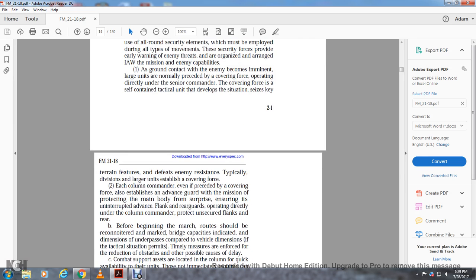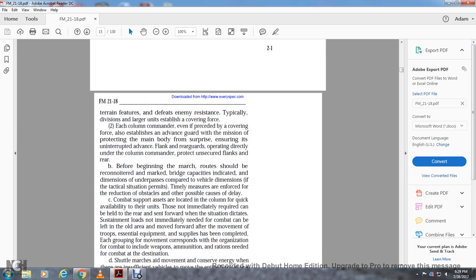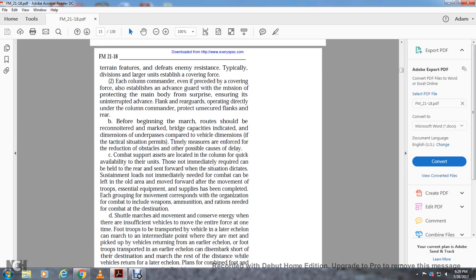Terrain features defeat the enemy resistance. Typically, divisions or larger units provide the covering force. Each column commander, even with a covering force, establishes an advance guard with the mission of protecting the main body from surprise and ensuring uninterrupted advance. Flank and rear guards operate directly under the column commander, protecting secured flanks.